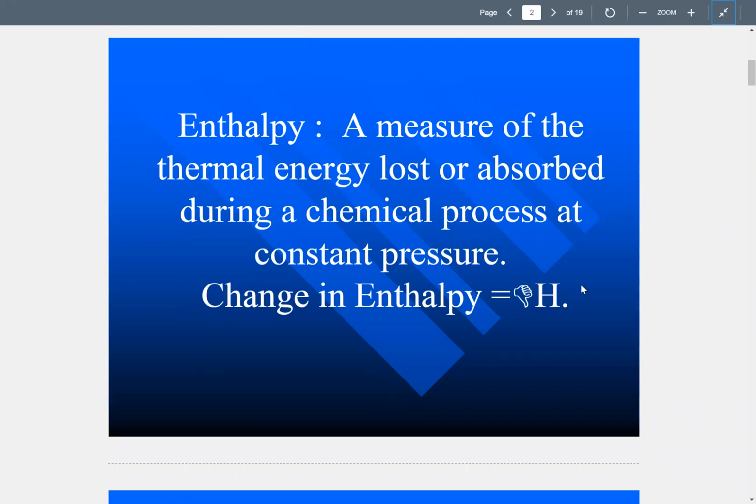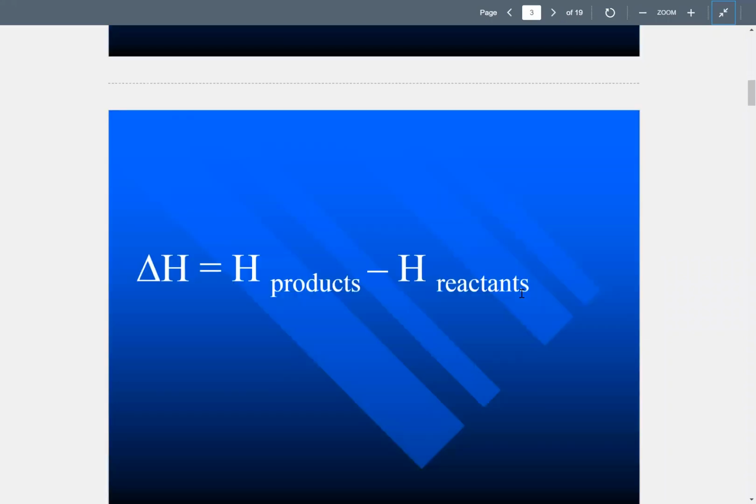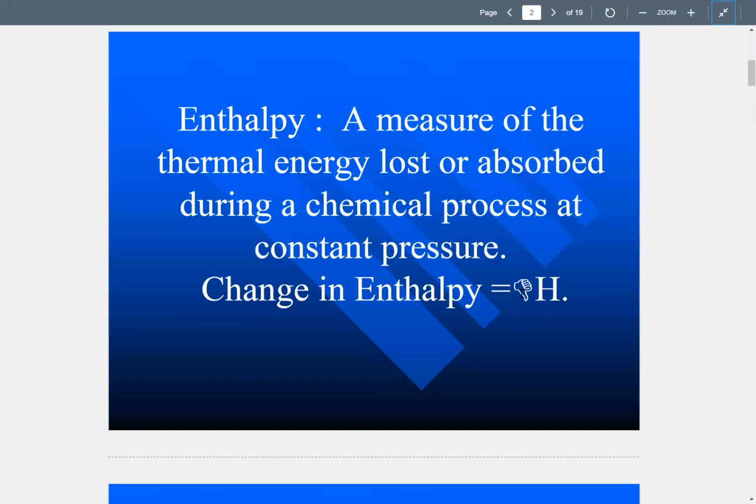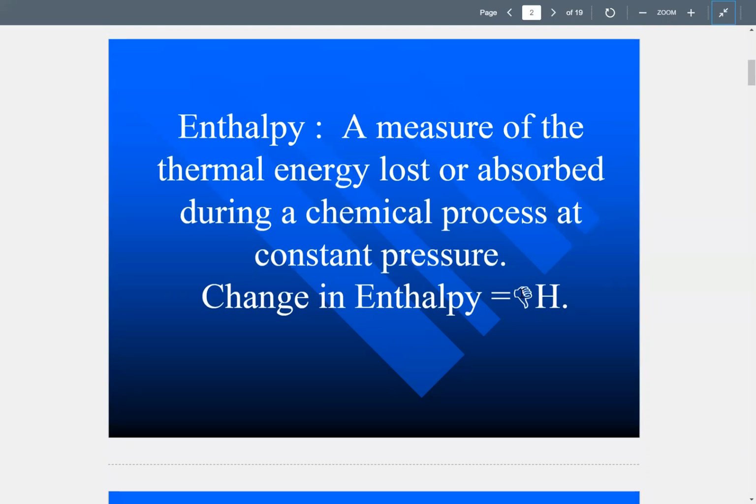And because I posted it on here, it changed the delta to a thumbs down. So delta H, not thumbs down H. There it is. Why is it thumbs down? That's really funny.